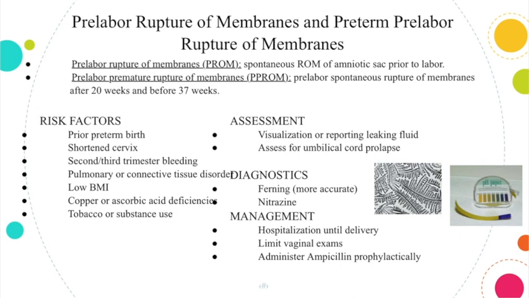There are 2 things I'm going to teach you about: ferning and nitrazine. Ferning, like it says there, is the most accurate way to diagnose rupture of membranes. So we are going to do a history on our patient and call our healthcare provider. Our recommendation is to get these diagnostics done, a ferning and a nitrazine, okay?